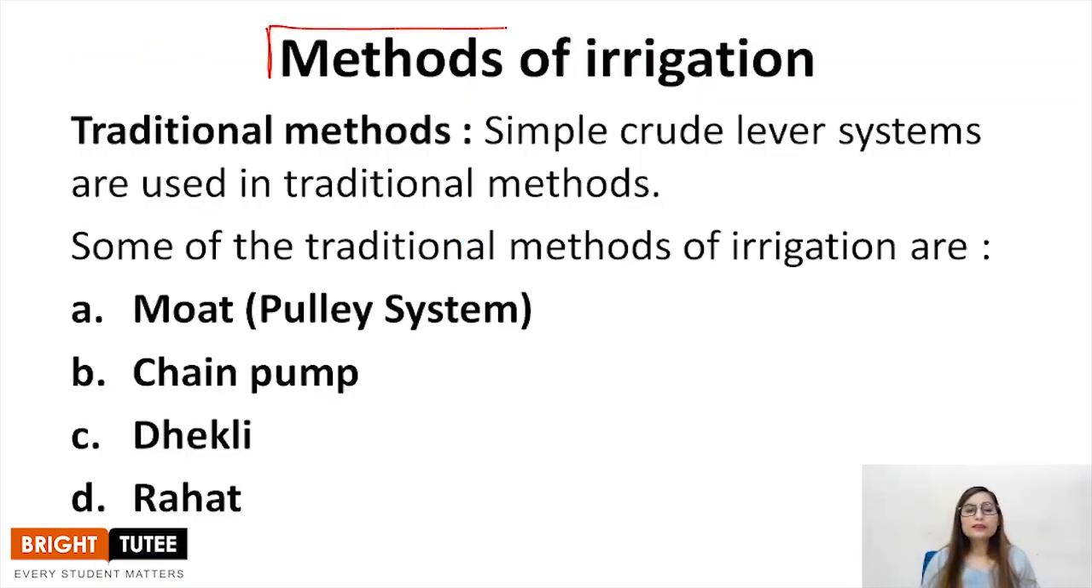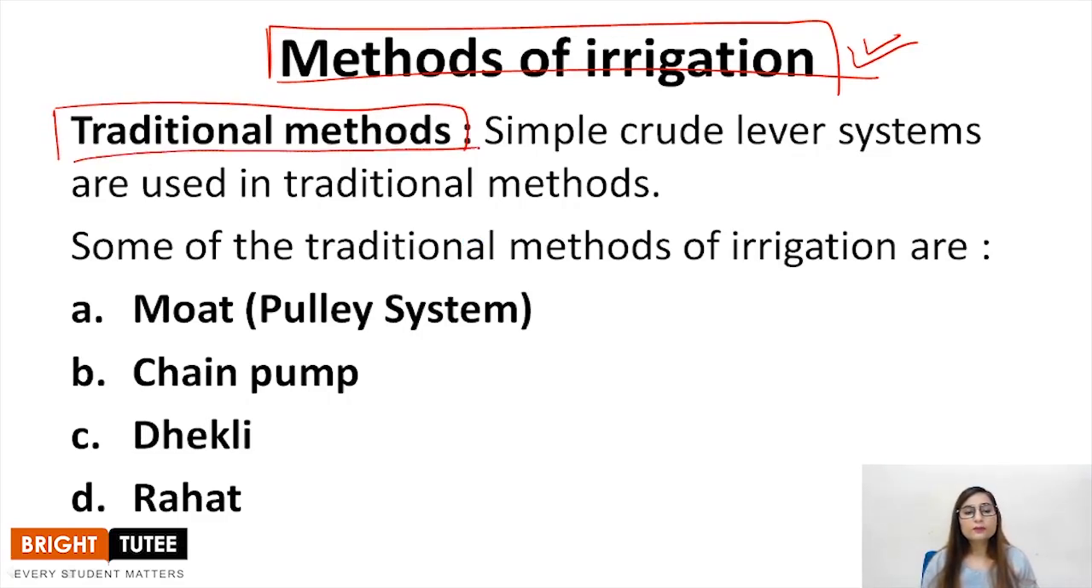Now comes methods of irrigation. What are the different methods of irrigation? First of all comes the traditional methods. Students, obviously farming has been done, agriculture has been performed in India from ancient times, right? So when there were not any machines, people used to do agriculture with the help of traditional methods. As you also saw for sowing, there was a manual method. They were plowing fields with the help of a plow hoe. So these are traditional methods.